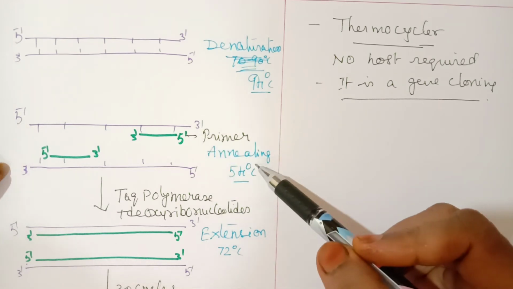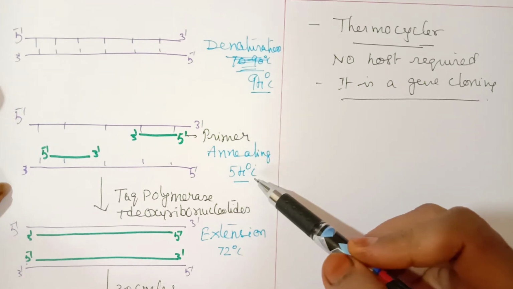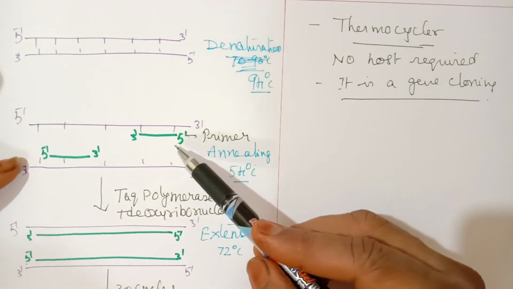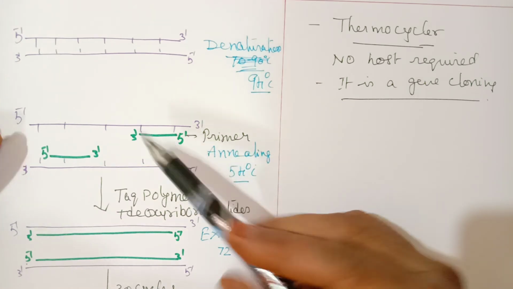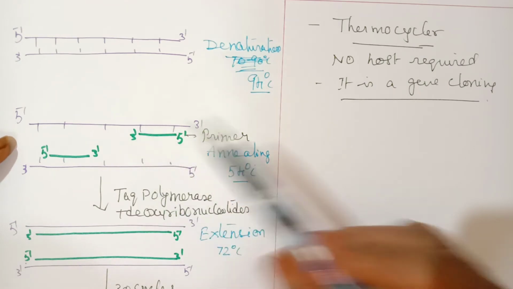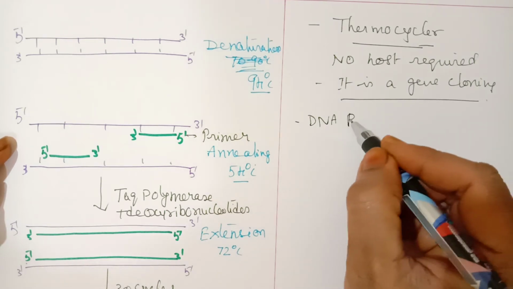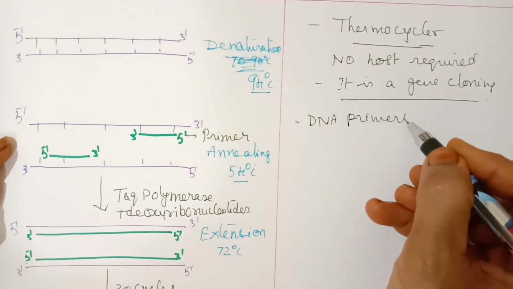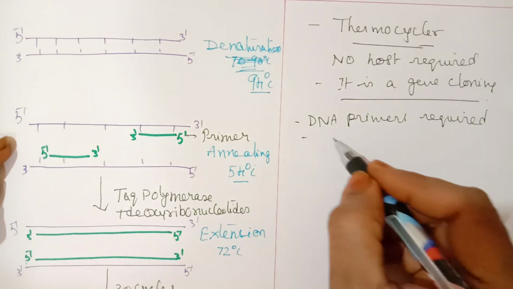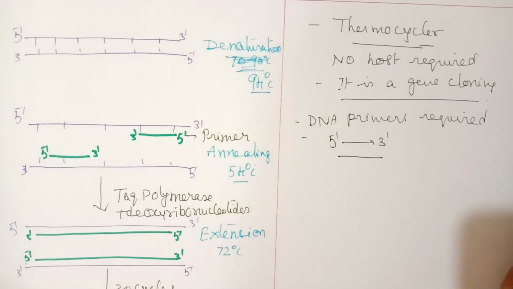Now second step is called annealing, which requires primers. And here temperature is reduced to 54 degrees centigrade. So here a primer is required. So if it is 5 prime to 3 prime, the primer is added in 5 prime to 3 prime. So remember, one very important feature for this is here DNA primers are required, and they are short DNA fragments which are in the direction 5 prime to 3 prime.